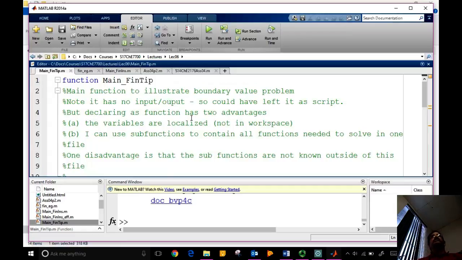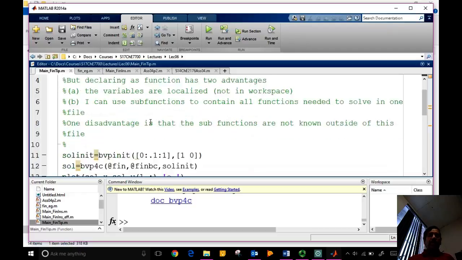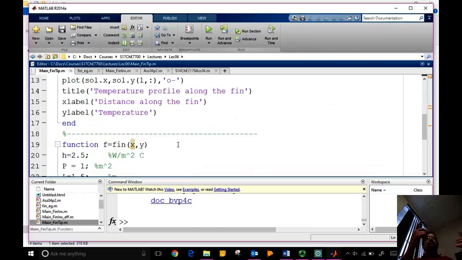So this is a function that I wrote, and I wrote a main driver and two sub-functions. The two sub-functions, one evaluates the differential equation, the other evaluates the boundary condition. The main function is just a driver, so it doesn't have any input or output, but I still give it the structure of a function by declaring it as a function. Why would I want to do that? That allows me to put the two additional functions inside the same file.